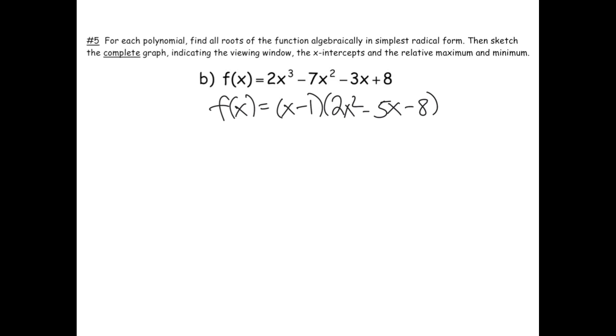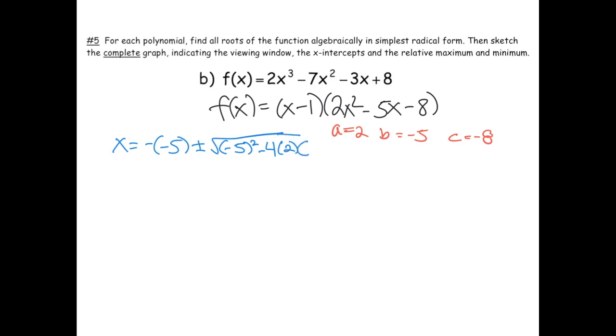So in order to use the quadratic formula for this, I'm going to notice that a equals 2, b equals -5, and c equals -8. And then I'll go ahead and plug into the quadratic formula. The quadratic formula tells me that x equals -b, so -5, plus or minus the square root of b squared, so -5 squared, minus 4a, which is 2, times c, times -8, all over 2a, so 2 times 2.